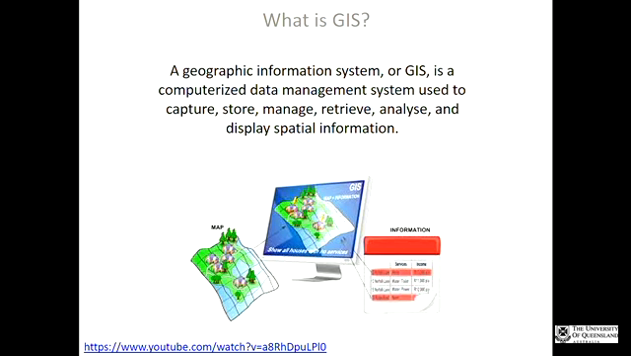This is one definition, and maybe this was in the book. I can't remember where I got this from. A geographic information system is a computerized data management system used to capture, store, manage, retrieve, analyze, and display spatial information. So the key thing here is it's spatial. So we're dealing with spatial data, and that's important. And I'll talk about that some more.